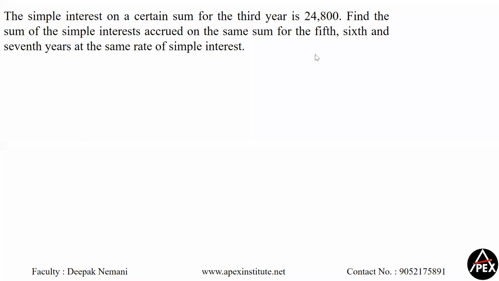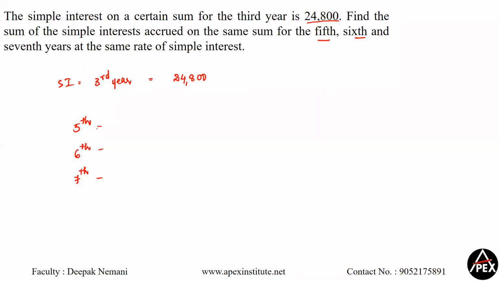Okay. Now, the simple interest on a certain sum for the third year is 24,800. So, SI for third year is equal to 24,800. You need to determine the sum of the simple interest accrued on the same sum for fifth, sixth, and seventh years.